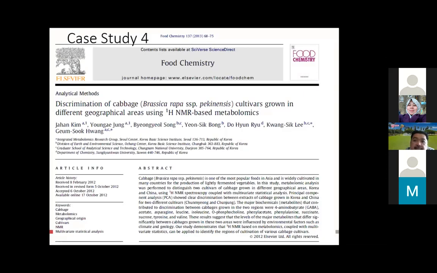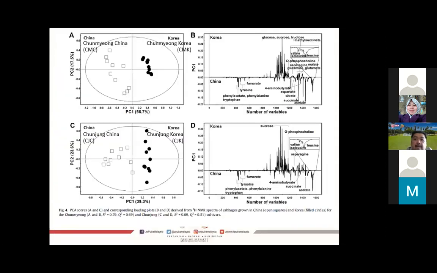Okay, this journal explains the discrimination of cabbage cultivars grown in different geographical areas using proton NMR-based metabolomics. Metabolomic analysis was performed to distinguish two cultivars of cabbage grown in different geographical areas, Korea and China, using proton NMR spectroscopy coupled with PCA. Okay, this is a loading line plot.